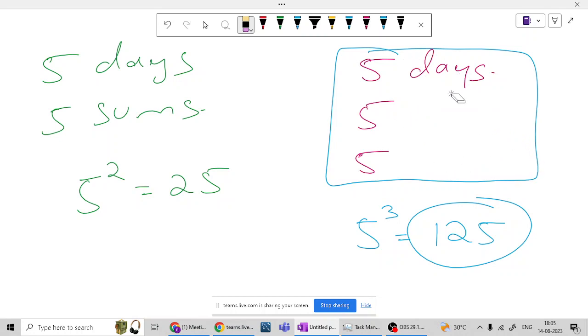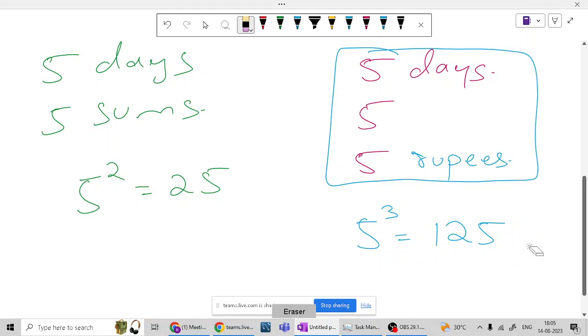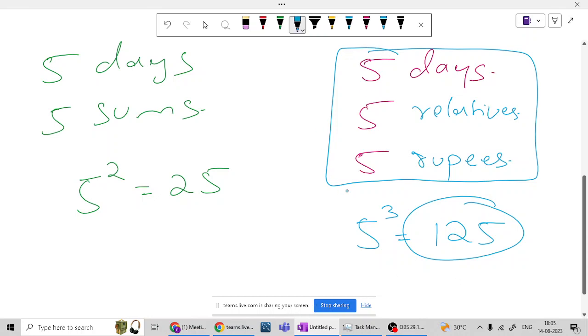Not only maths, even to calculate money. For 5 days, 5 of your relatives give 5 rupees. What will be your total collection? 125 rupees. But make sure all the base is same. Three values, base 5: 5 days, 5 of your relatives visit, they come home and give you 5 rupees each. So at the end of the fifth day, you'll have 125 with you. This is a practical application.